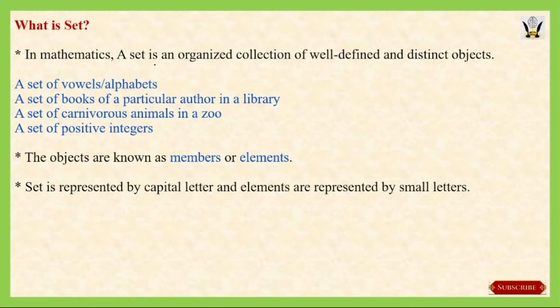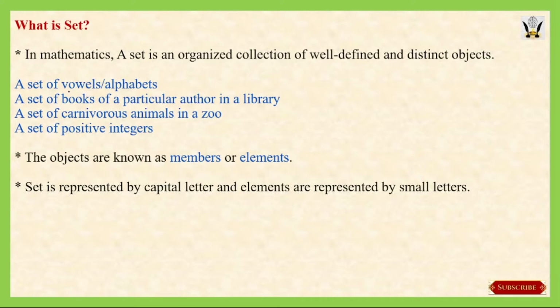In mathematics, a set is an organized collection of well-defined and distinct objects. So first of all, a set is an organized collection or group. Second point is it is a collection or group of well-defined objects, and the third point is it is a collection of distinct objects.